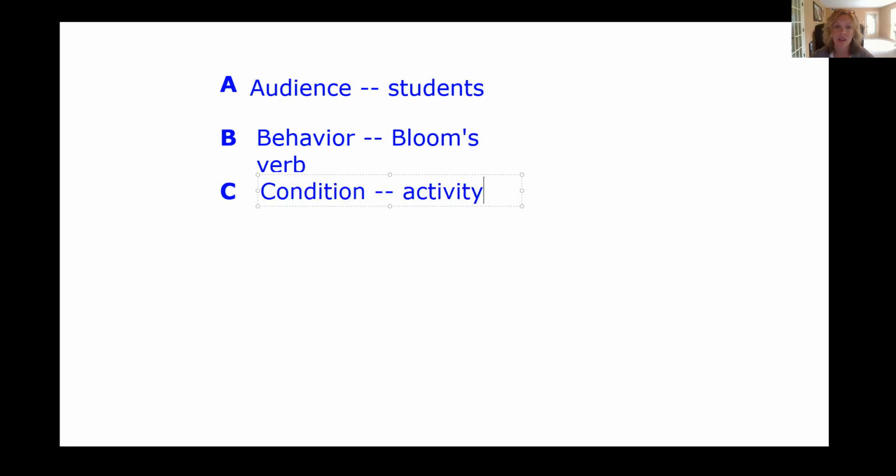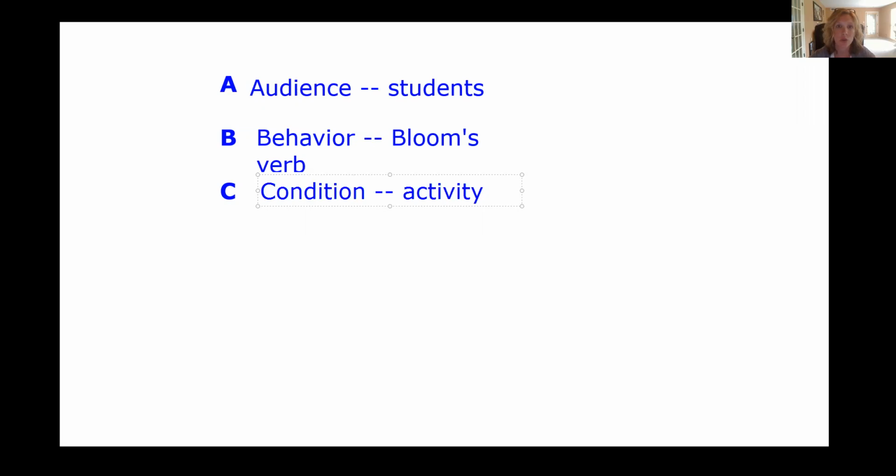So what does that look like total? It means your sentence is going to be something like, the student will be able to, that's your audience, add, or let's say count, numbers 0 to 20 would be the behavior. Your condition would be the activity, using the Bear Manipulative Guide or using the worksheet provided. So your audience is your students, the behavior is the thing that they're doing based on Bloom's, and the condition is the activity in which they're doing it.